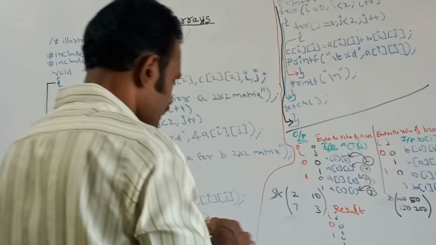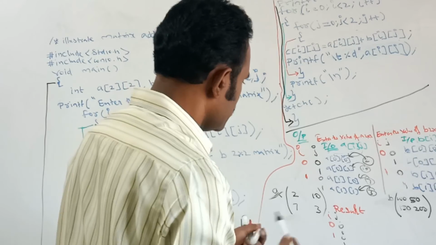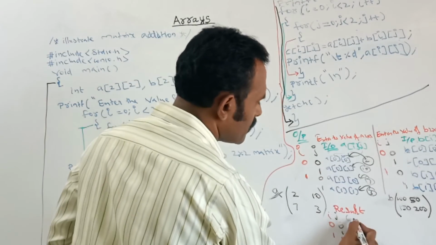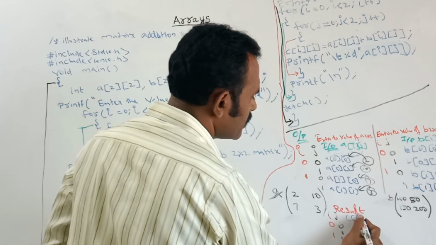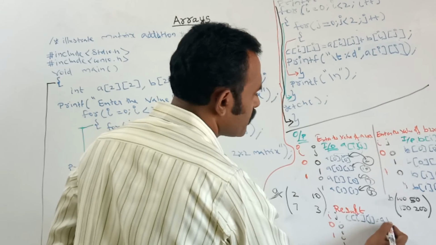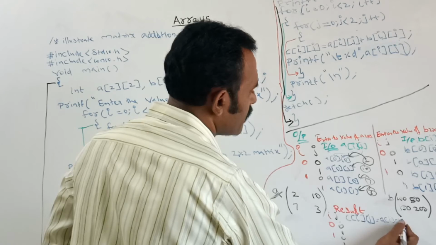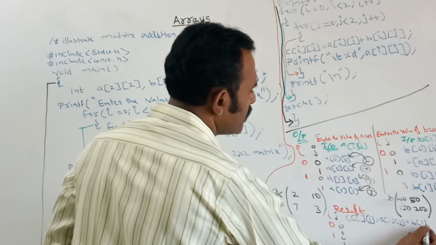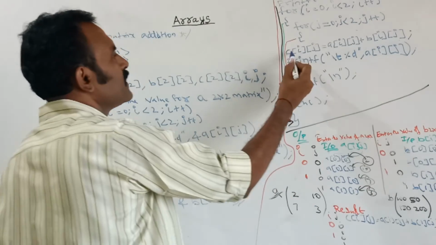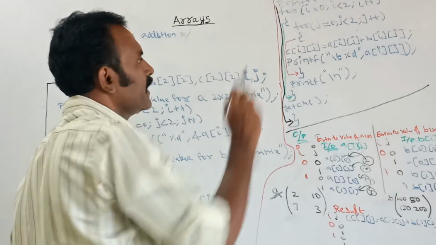Now let us see this variable name c. c of i and j is equal to a plus b, that is a of i j plus b of i and j. Here this is the statement. In the statement we are adding a and b and storing it to the position c of i and j.